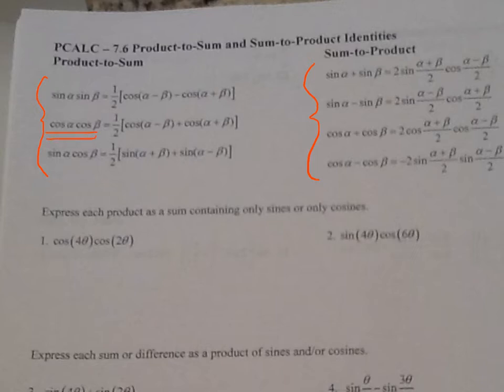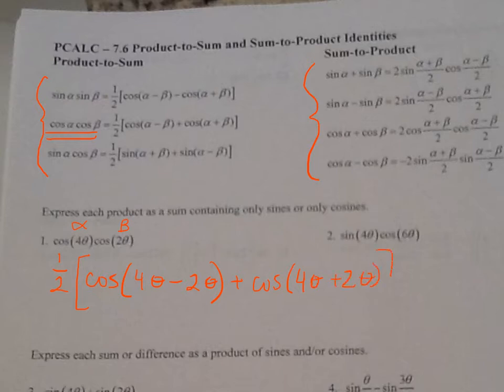And I'm just going to start writing. I'm going to go by the formula. There's a half in front. This 4 theta is going to be like my alpha, and the 2 theta is like my beta. So here we go. It's going to be cosine 4 theta minus 2 theta, just straight from the formula, plus cosine 4 theta plus 2 theta.